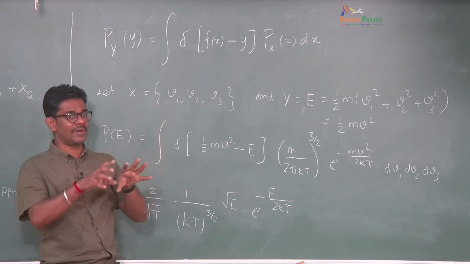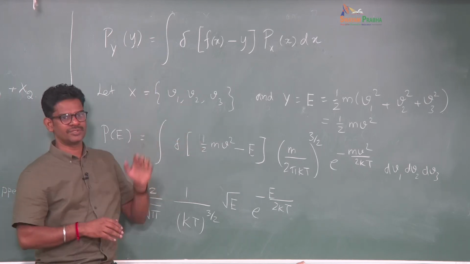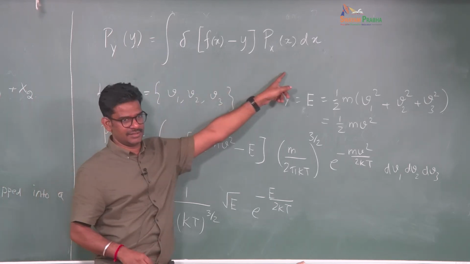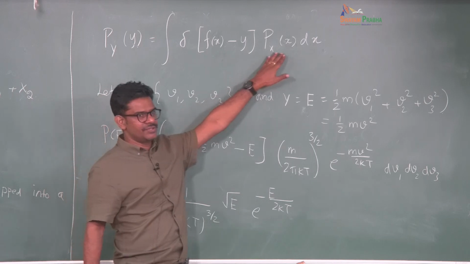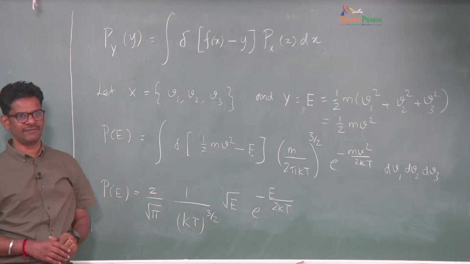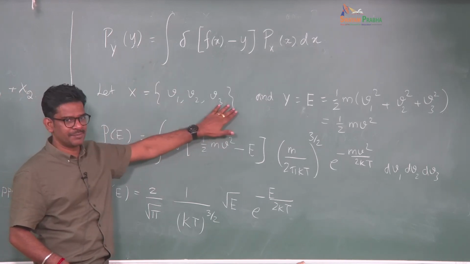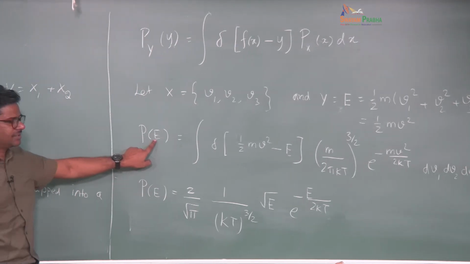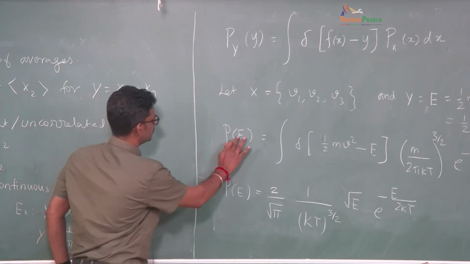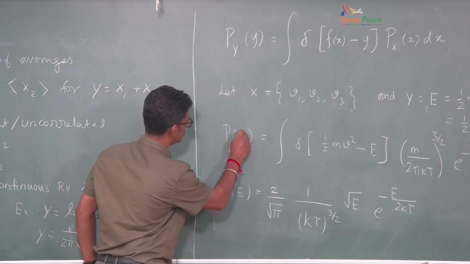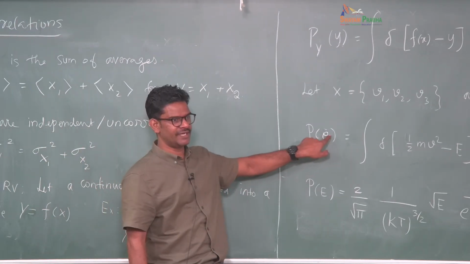So this delta function will only sample those molecular velocities corresponding to the energy E that you want to specify. This integral will basically map a set of x random variables into corresponding y values. That expression is what is now written here for this example. Here, I am interested in this new variable E. To be more precise, I can write this like this. I am interested in the distribution of energy having a particular value E.